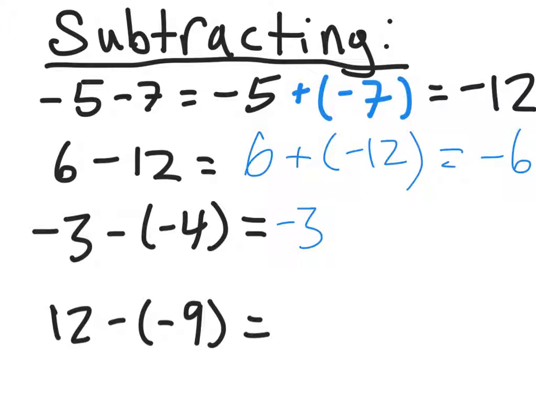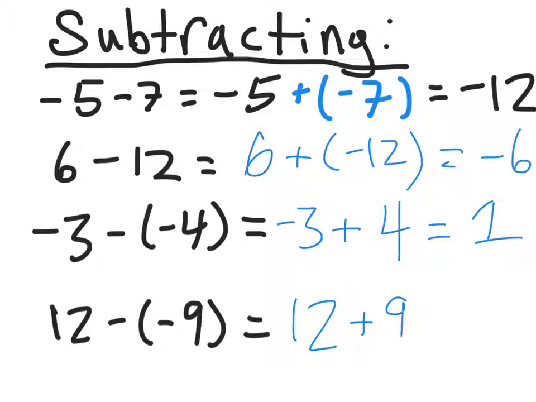Next one, negative 3 minus negative 4. Negative 3 stays the same, the minus becomes a plus, and the opposite of negative 4 becomes a positive 4. And here we owe 3, we have 4, altogether we have 1. Lastly, 12 minus negative 9. First one stays the same, the subtraction becomes a plus, and instead of a negative 9 we flip it to a positive 9. Right, this is obviously much easier to deal with than what we had, and that'll give us a positive 21.